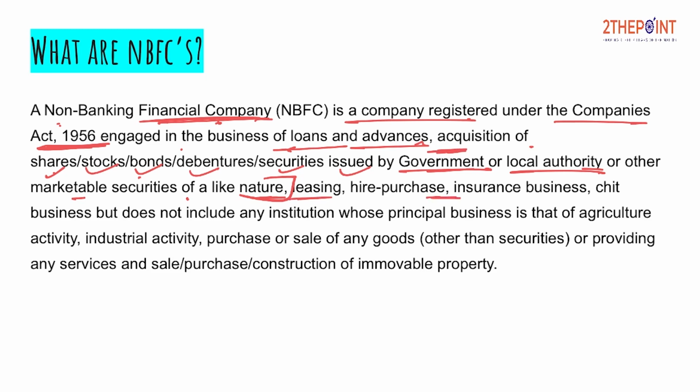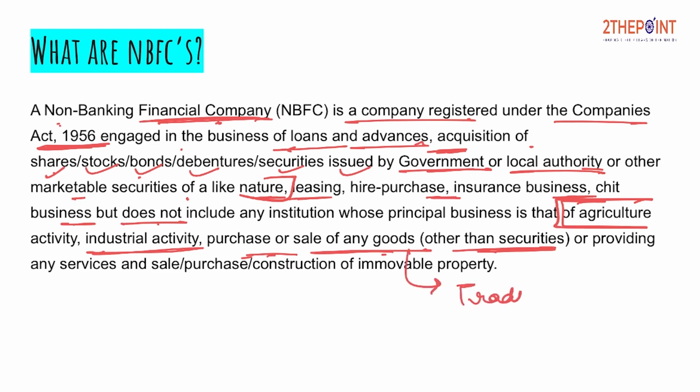Leasing, hire purchase, they could be into insurance business, chit business, but they should not be engaged in any activity which is related to agriculture, industrial activity, or purchase or sale of any goods other than securities. Purchase and sale of goods means trading. Let's suppose you're buying apparel from one place or sugarcane from one place and selling it at a retail price to another. So this is buying and selling of goods.